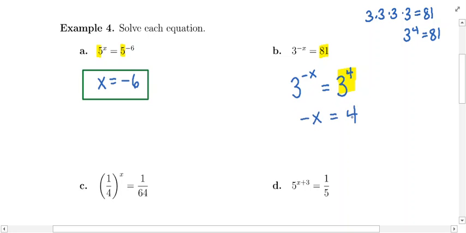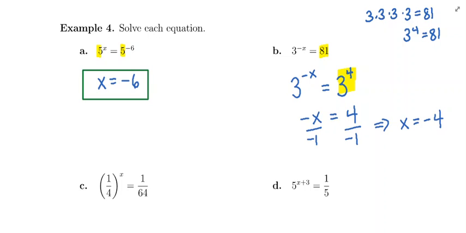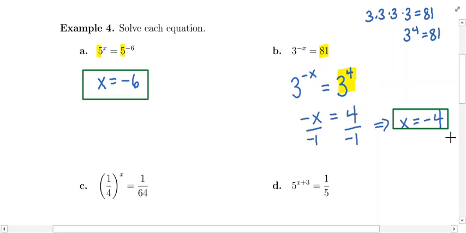So we come up with the conclusion that negative x is equal to 4. We are solving for x, not negative x. To get rid of the negative sign in front, we have to divide both sides by -1. This tells us that the answer is x is equal to -4. And we're done. We've solved the equation. This is the value of x that makes this a true statement.